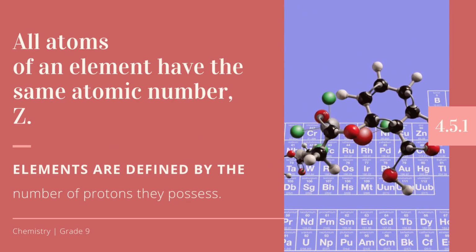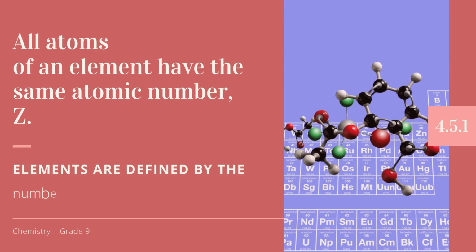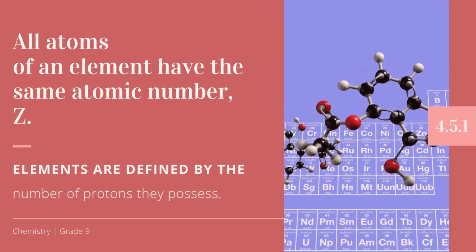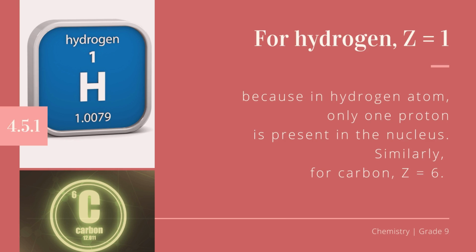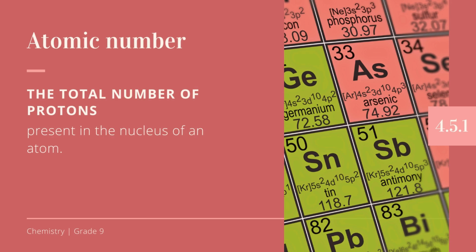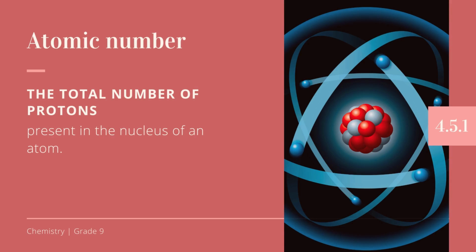In fact, elements are defined by the number of protons they possess. For hydrogen, Z is 1 because in hydrogen atom, only one proton is present in the nucleus. Similarly, for carbon, Z is 6. Therefore, the atomic number is defined as the total number of protons present in the nucleus of an atom.